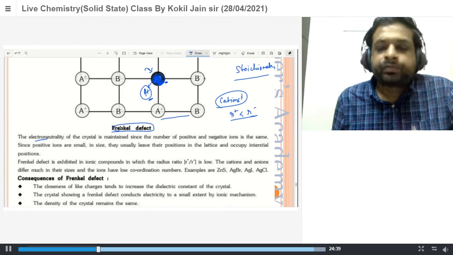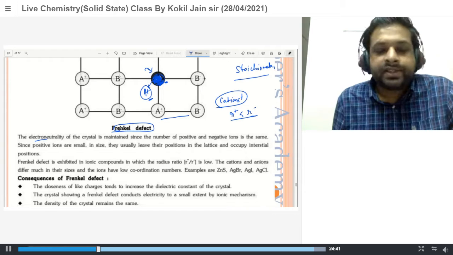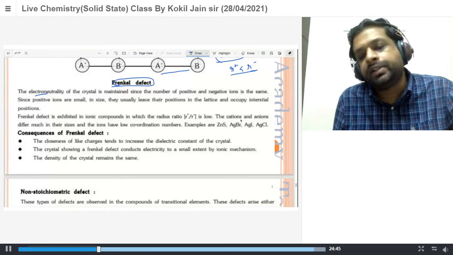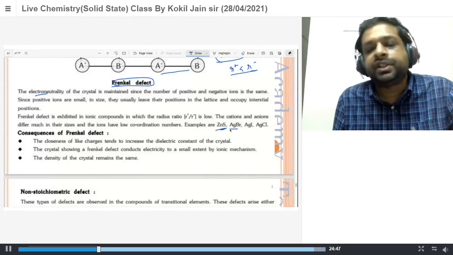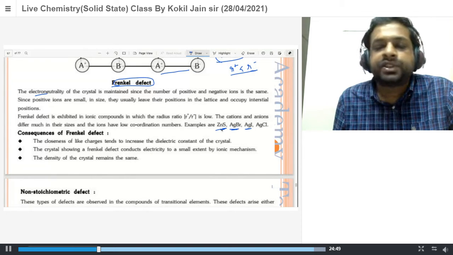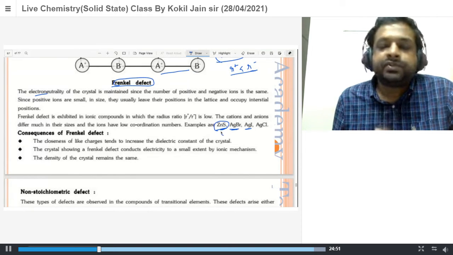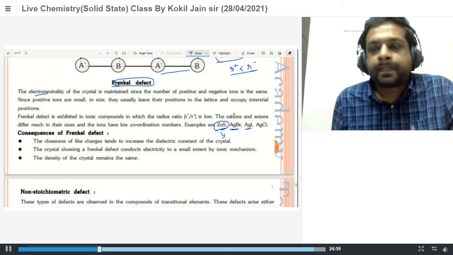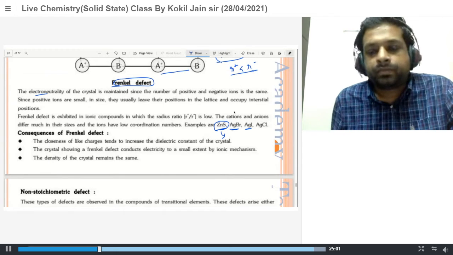Okay. Now let's see the examples. These are zinc sulfide and AgI. These are examples of such crystals where Frenkel defect can be found. Okay, a few things happen due to Frenkel defect. Let's see.